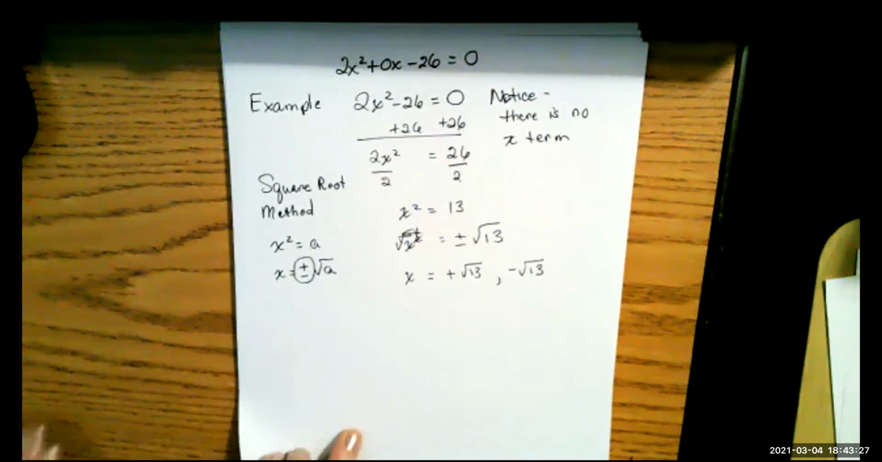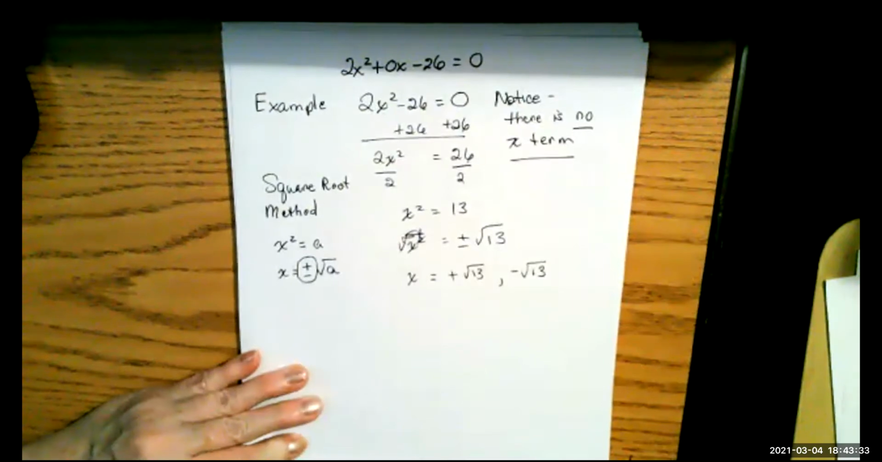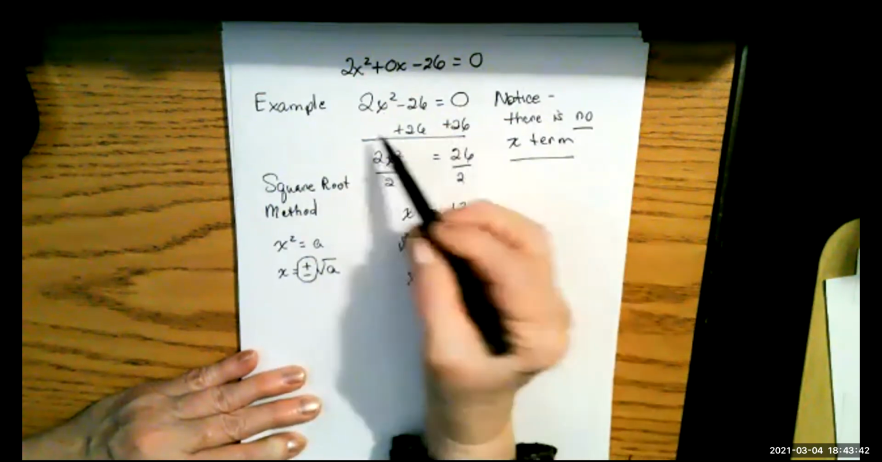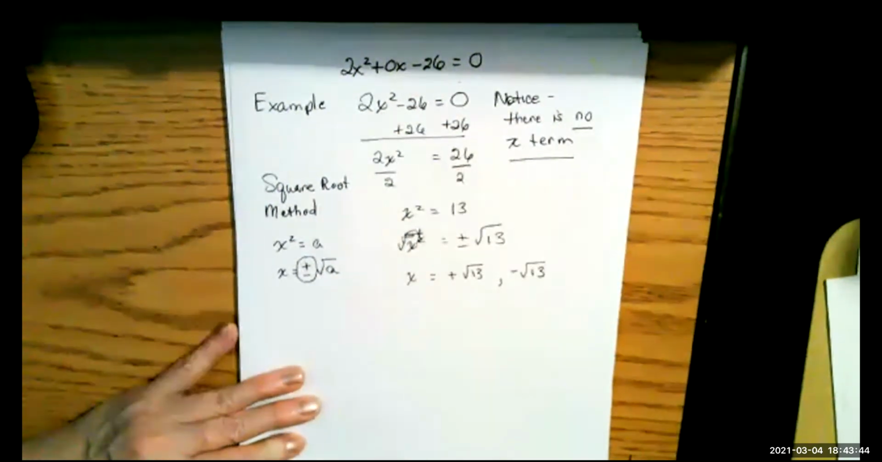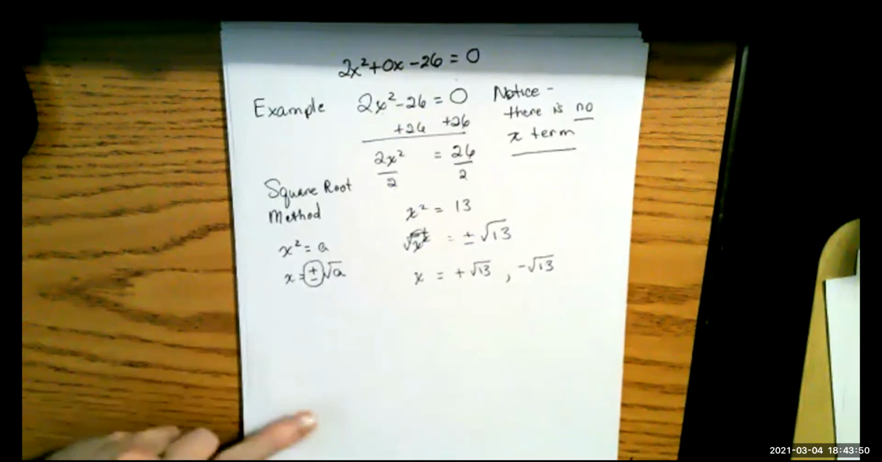Any questions about that square root method? You can only use it if there's no x term. If you don't want to use it, you can use the quadratic formula. You just have to add your 0x in there.